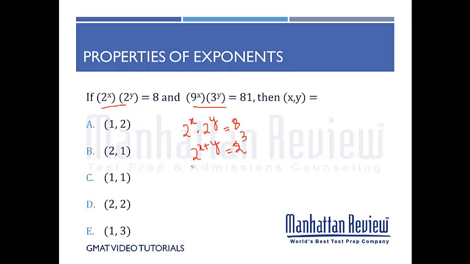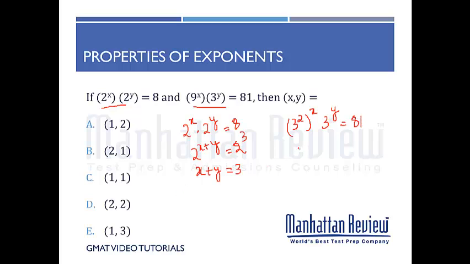When you have the same base on either side of an equation, their powers can be equated. So here x plus y is equal to 3. Coming to 9 power x into 3 power y is equal to 81. 9 can also be written as 3 square. So 3 square whole power x into 3 power y is equal to 81.